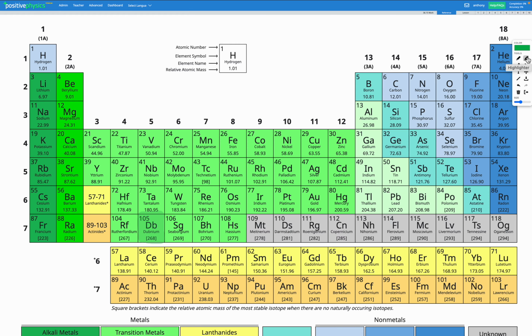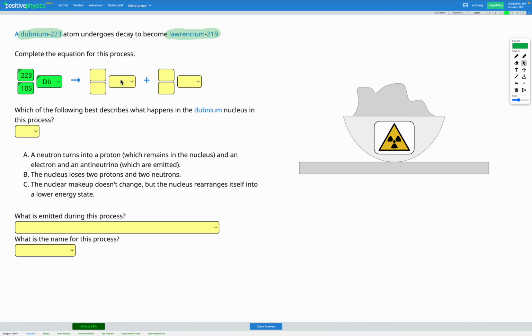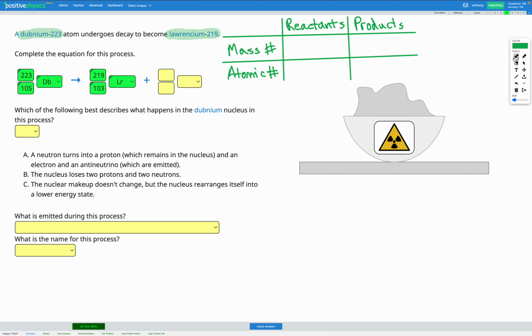So looking on a periodic table, here's lawrencium. It has an atomic number of 103 and the symbol is Lr. So our symbol is going to be Lr. Our atomic number was 103. And we know from the question our mass number is 219 because we're told it's lawrencium-219. We now need to go ahead and complete our nuclear equation. So the total mass number in the reactants has got to equal the total mass number in the products, and the total atomic number in the reactants has to equal the total atomic number in the products.